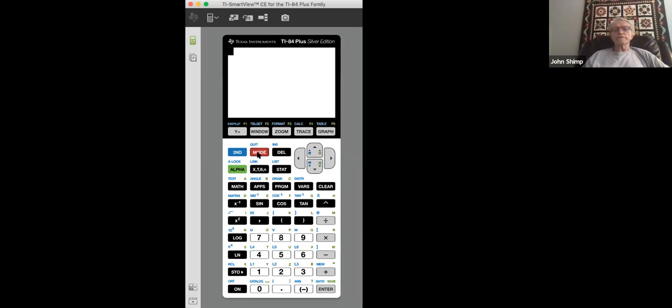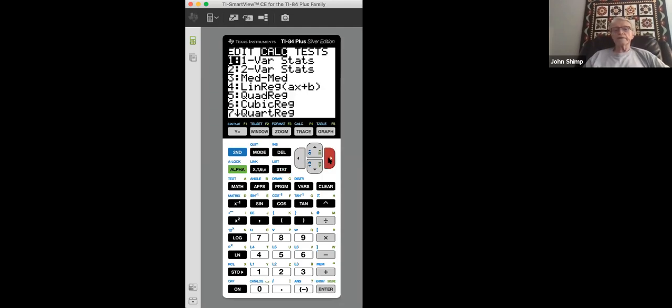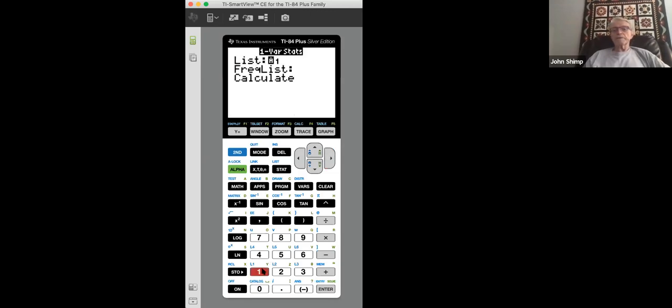And now it's important that you know where to go to get this. It's important that you know what we're doing and then where to go to do it. What we're doing is we're going to run a function that we've already run in the past called one-var stats. If you recall, it's stat, right arrow to calc, and number 1 is one-var stats, or just hit enter. Now, if you have stat wizards on, this is what you're going to see.